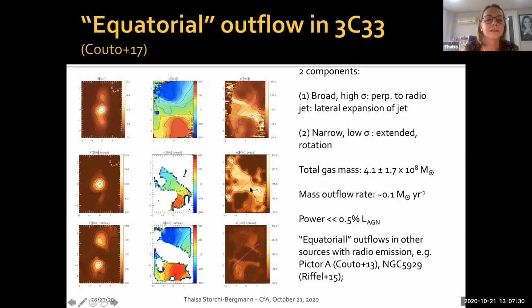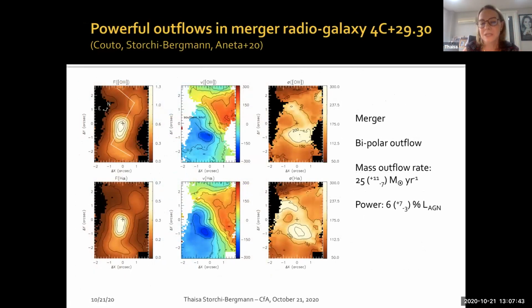And this broader component is showing an outflow, not along the jet, but perpendicular to the jet, that we call equatorial outflow. This equatorial outflow we have seen in other sources. This is another example we just published in collaboration with Aneta. This is Aneta's galaxy 4C+29, that she worked a lot on, and we did the IFU as well, and we found an outflow.